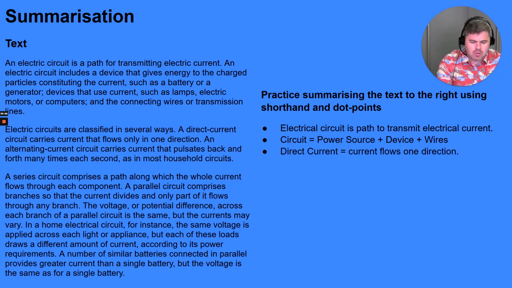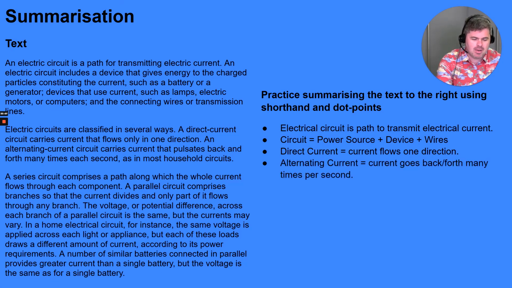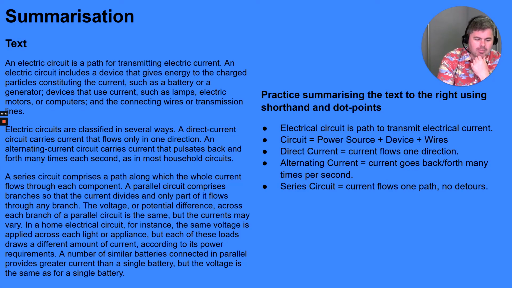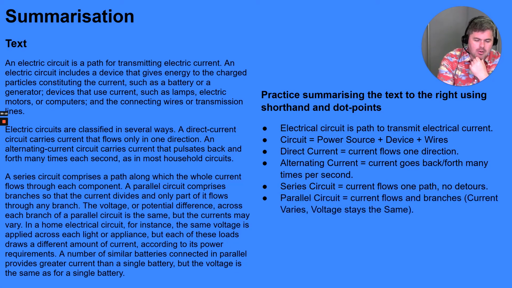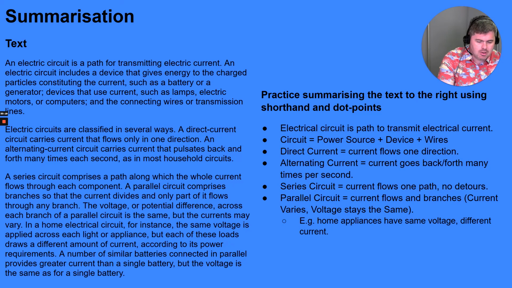Direct current equals current flows one direction. Alternating current. Current goes back and forth many times per second. Series circuit equals current flows one path, no detours. Parallel circuit equals current flows and branches. Current varies, voltage stays the same. And we have 2 examples.